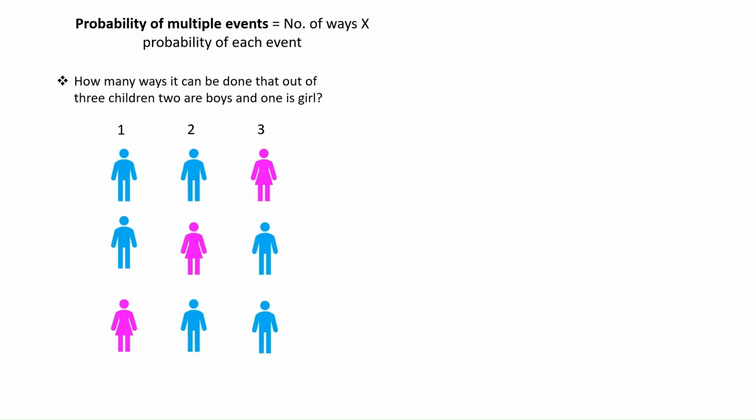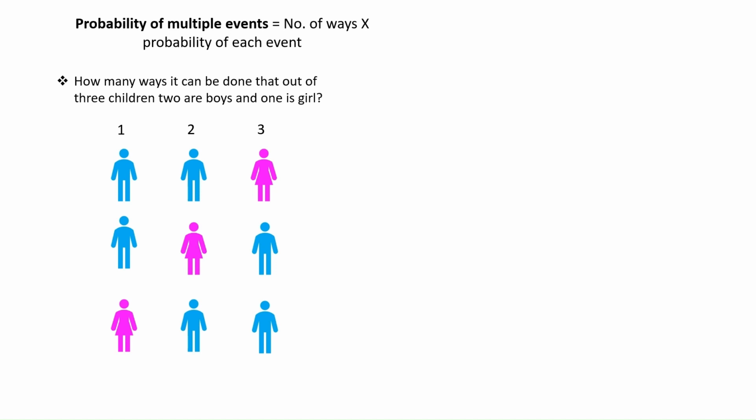Now, for the probability of multiple events, we have to find the number of ways and then multiply it with the probability of each event. Let's understand this again with an example of a boy and a girl. In how many ways can it be done that out of 3 children, 2 are boys and 1 is a girl? First we have to find out the number of ways. How can we find the number of ways? The total number of children is 3.